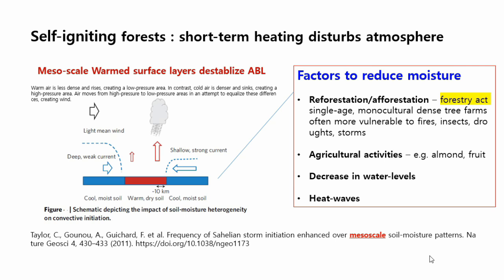And agricultural activities also consume a lot of water in soil and forests, and when there's a decrease in water level, that is a good signal that there will be depletion of soil moisture. And if there are heat waves, definitely, that is going to affect the vegetation and the soil moisture.